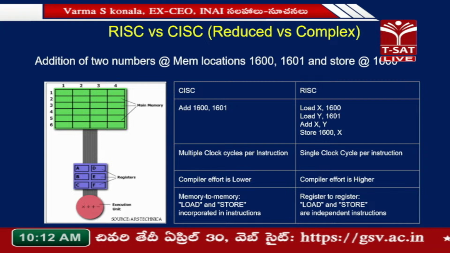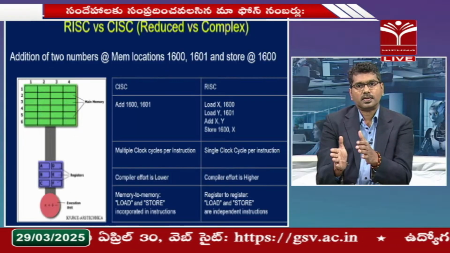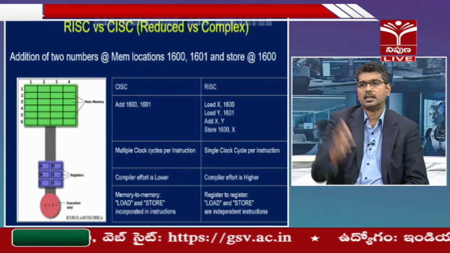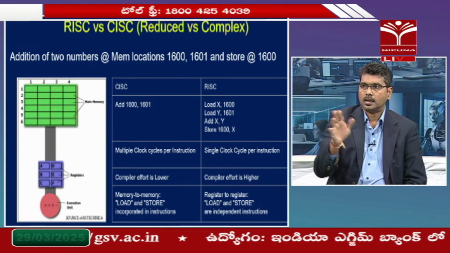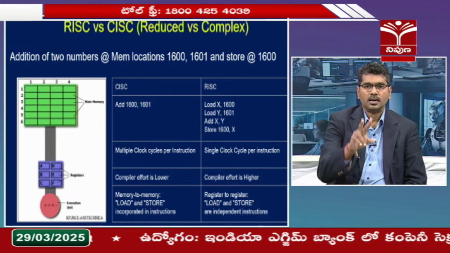Now, with that, what's the difference between RISC and CISC? We'll take this example where you have two memory locations. I'm calling them 1600 and 1601.